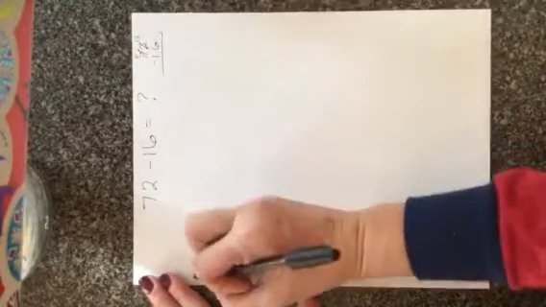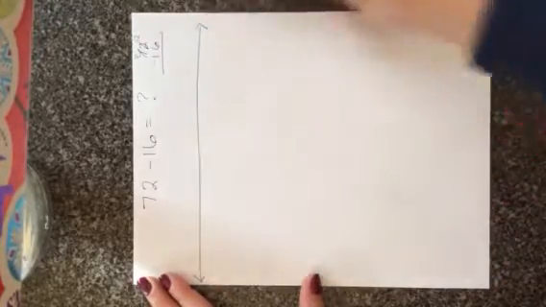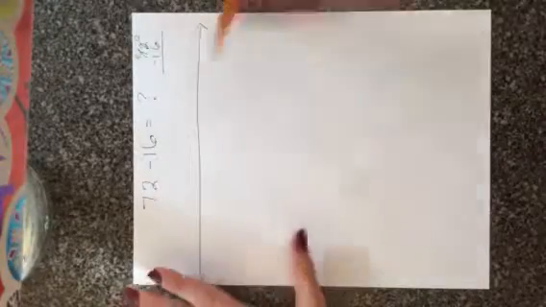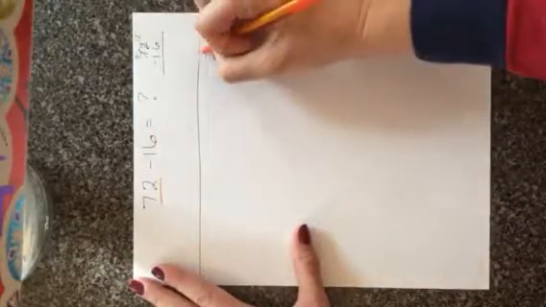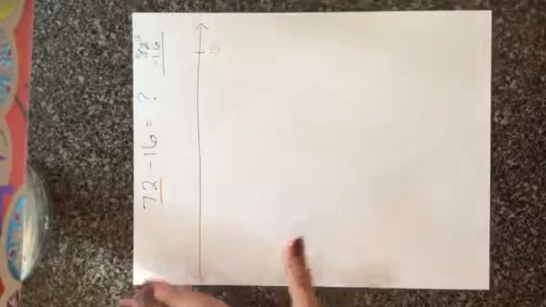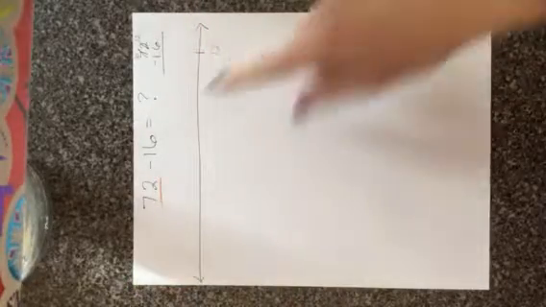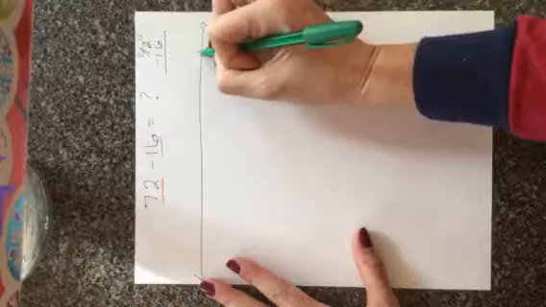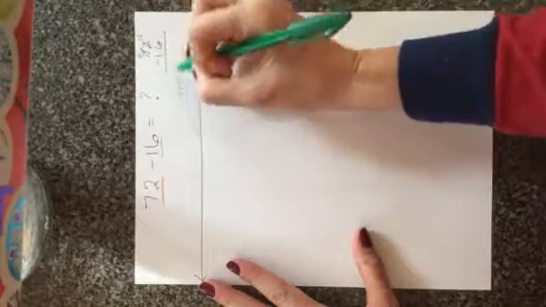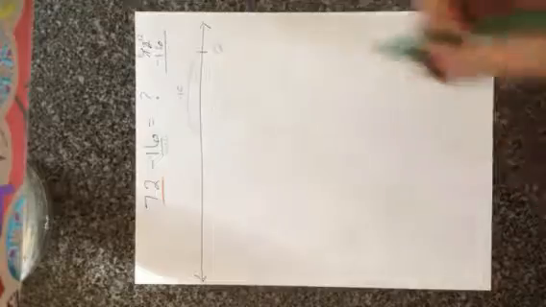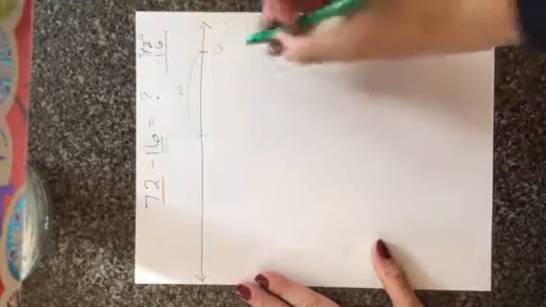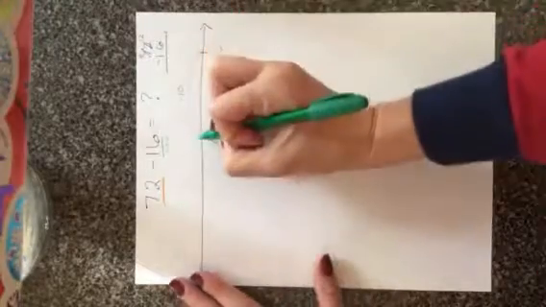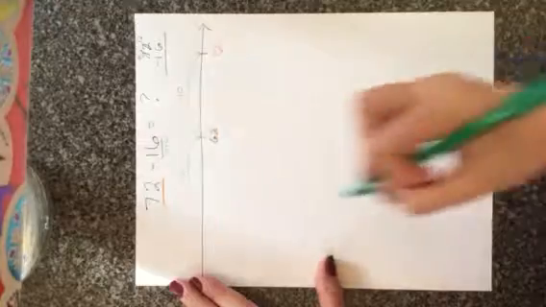So I like to start with a number line because you do the regrouping and the borrowing and you don't even realize you're doing it. So I'm going to start with my total, 72. And I know that I want to go backwards 16 places. So I'm going to start by going backwards 10 because this is 10 plus 6. So backwards 10 puts me at 62. And then I have to go back 6 more.